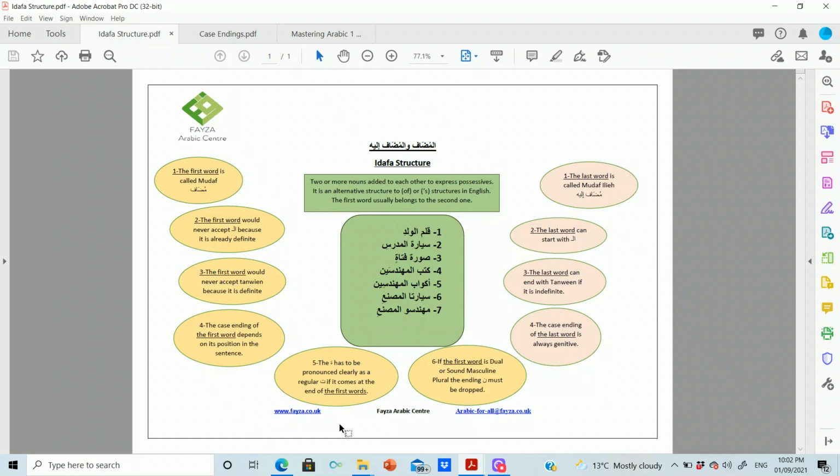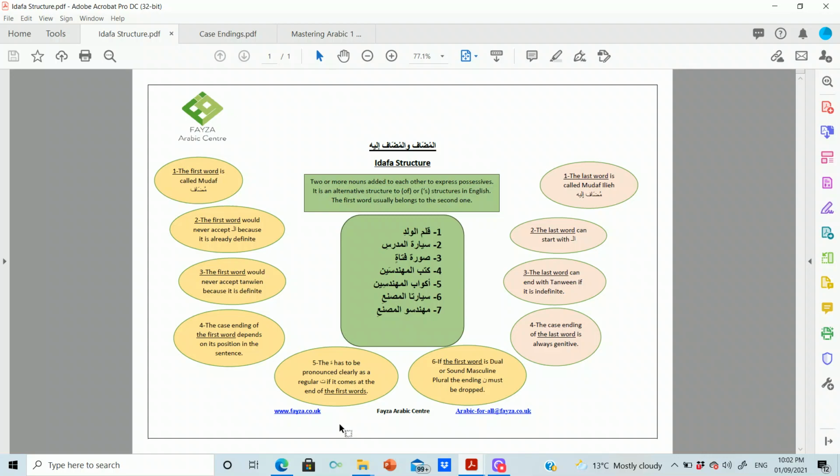This is Dr. Amira from Fayza Arabic Centre, and we are here today to look at the Idafa structure, al-mudaf wal-mudaf ilayh, or Idafa structure. And this is one of the most important structures in the Arabic language. It is used to say that something belongs to the other. The first word usually belongs to the second word. So it's a kind of possessiveness structure. It is equivalent to the apostrophe S structure or the "of" structure in English, which do not exist in the Arabic language.